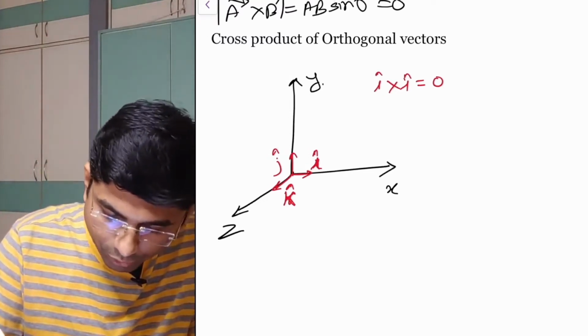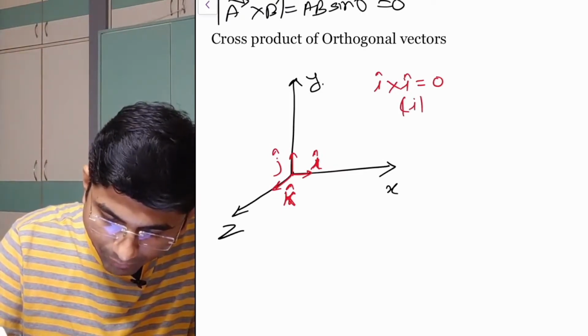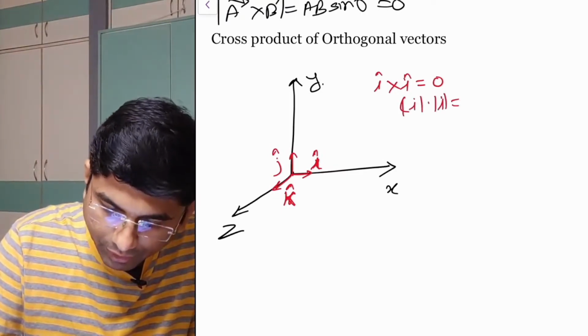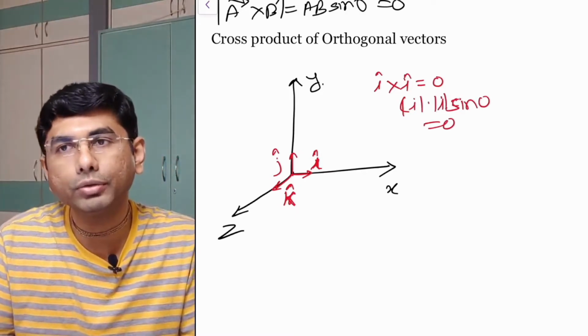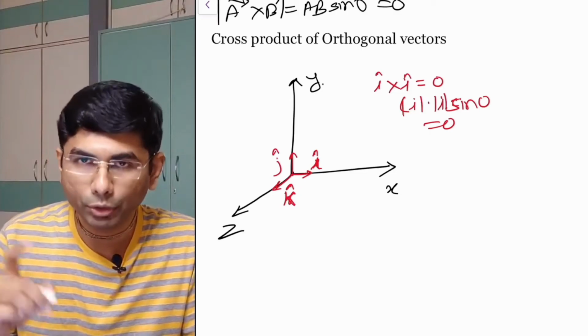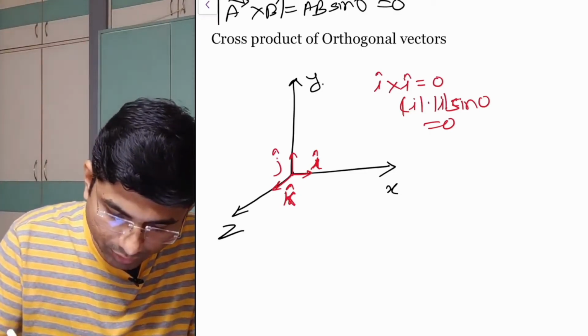Why is it coming as 0? Because it's just like the magnitude of I, magnitude of I square into sine 0, that is equal to 0. 1 into sine 0, and sine 0 is 0. That's why the answer is 0. This is the first case.